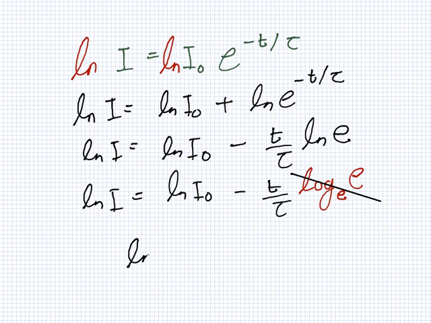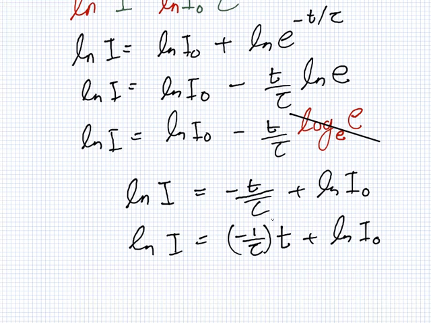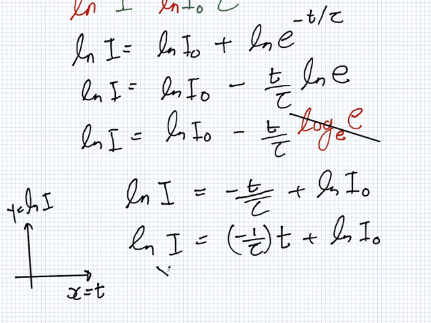So I get log I equals minus T over tau plus log I0. Or, in other words, log I equals minus 1 over time constant, T, plus log I0. Now, if I'm going to make a graph, the graph I made earlier, what did I put on the x-axis? I put time. And what did I put on the y-axis? I put log I. So this is actually y, and this here is actually x.